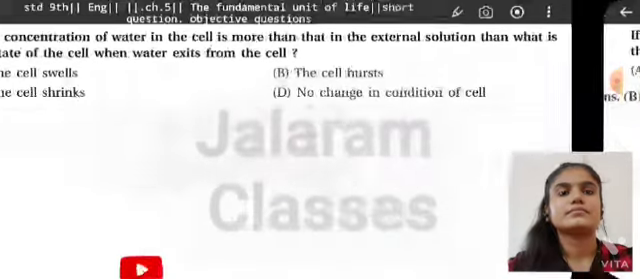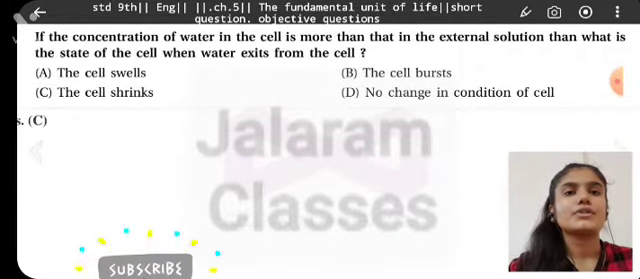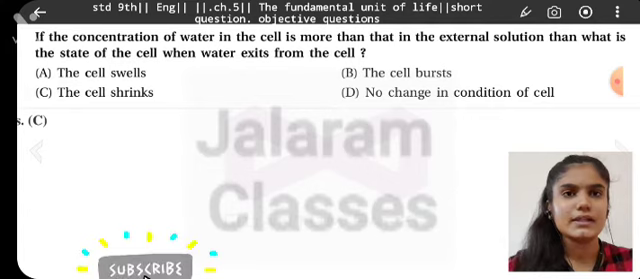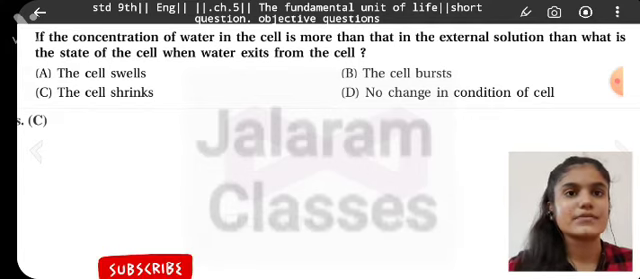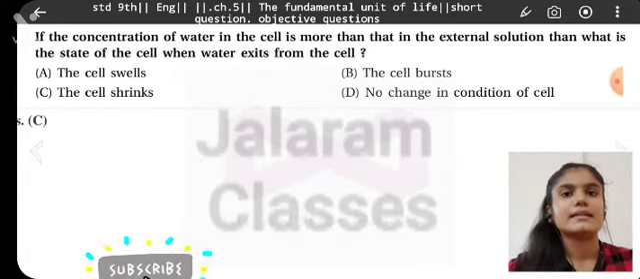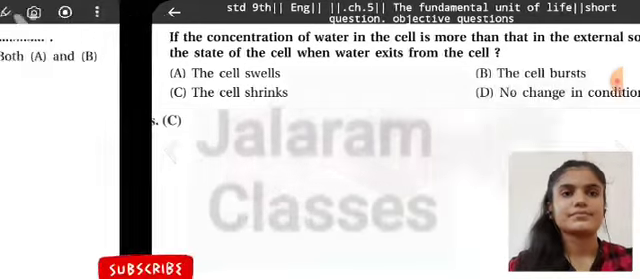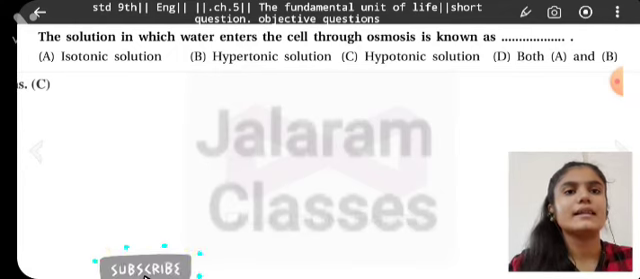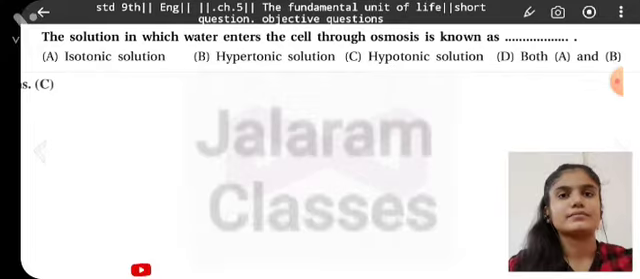Endosmosis. If the concentration of water in the cell is less than that in the external solution, then what is the state of the cell when water exits from the cell? The cell shrinks. The solution in which water enters the cell through osmosis is known as hypotonic solution.